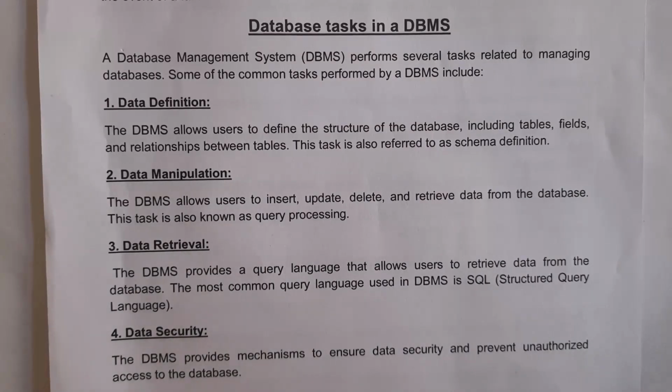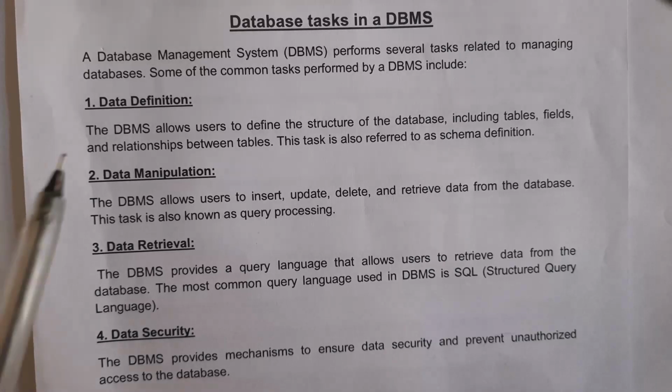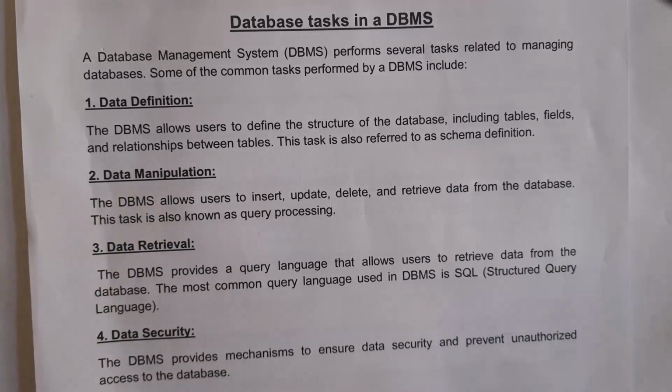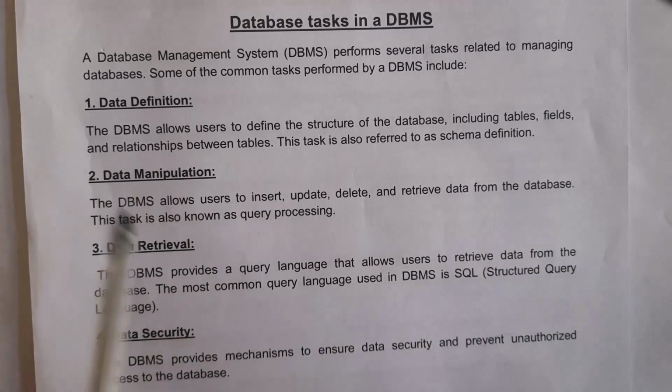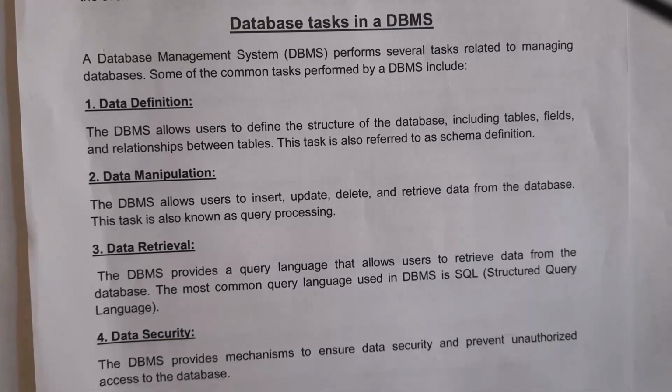Next I will explain database tasks in DBMS. A database management system performs several tasks related to managing databases. These are various tasks. First one is data definition. Data definition is defining the structure of the database, like how many tables we need to insert inside the database, how many fields we need to insert inside a table. Fields are nothing but columns. How many columns we need to insert inside a table, and the relationship between tables, like we need to relate one table with another table and so on. All this comes under data definition, and we also call this data definition as schema definition. Schema is the structured representation of data in a database.